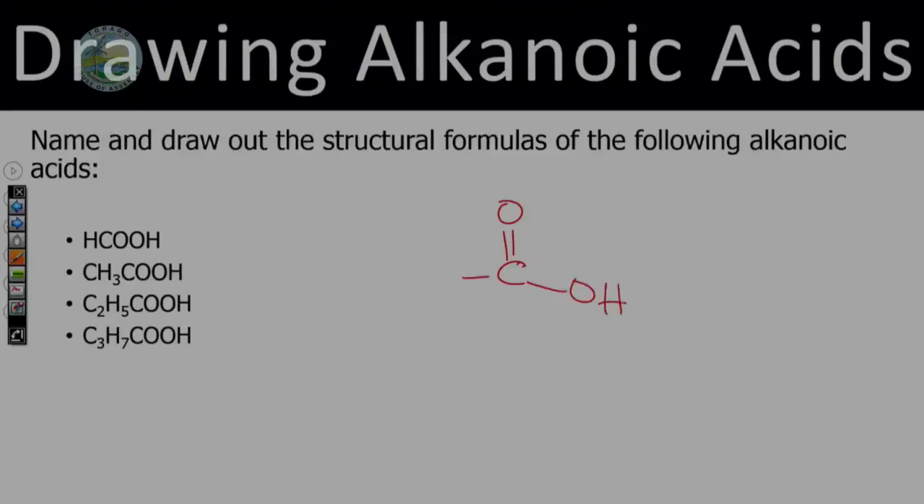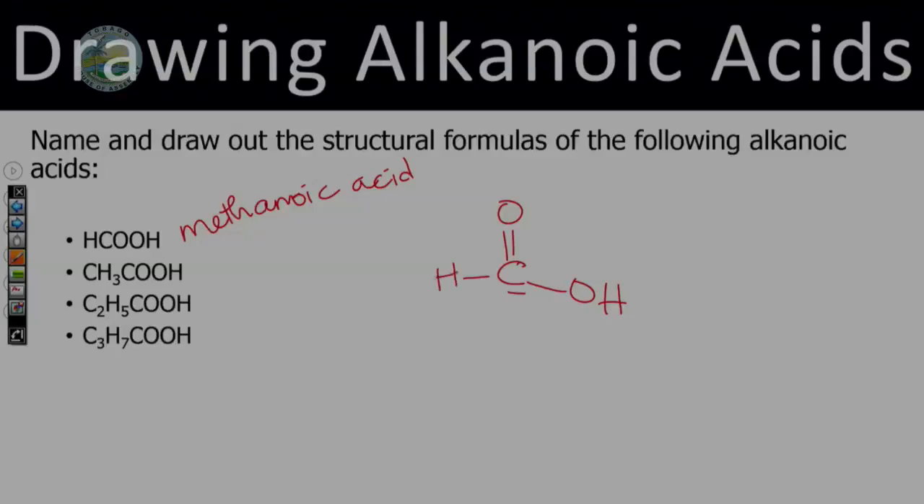All right. So our first one, we have HCOOH. So we're going to name them and we're going to draw them. It has 1 carbon in it. So we know that this is going to be called meth for 1 carbon. And we're going to add anoic acid. So it's methanoic acid for the first one. And of course, there's 1 carbon. This is 1 carbon, which is the functional group, and that's bonded to an H.